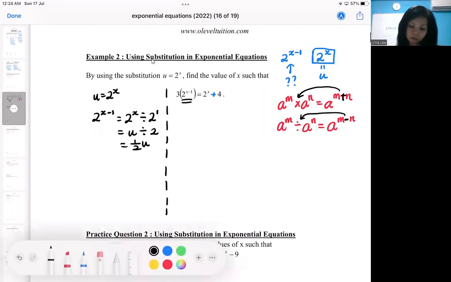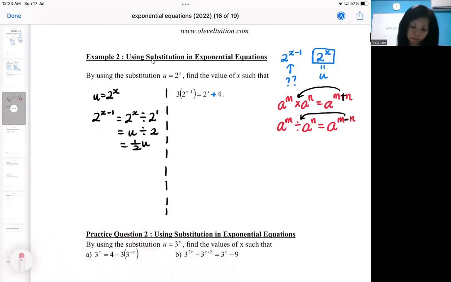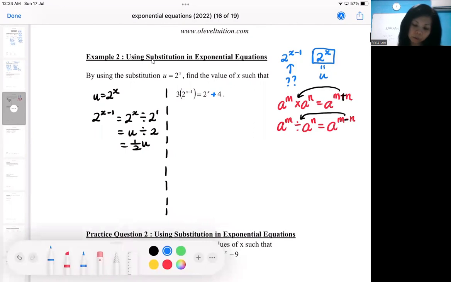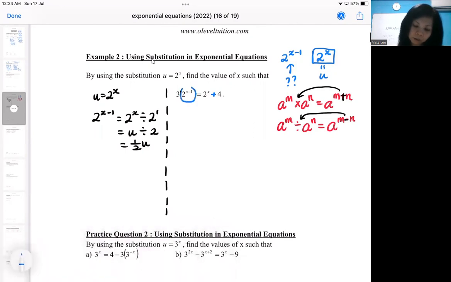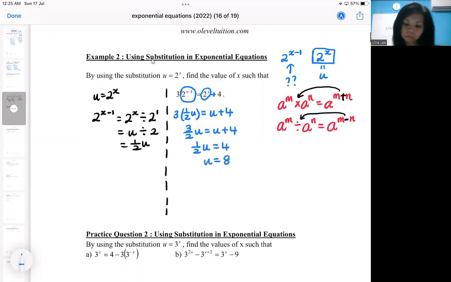After this, we can do our substitution slowly. So this part will have become a half u, and this part will become a u. So that behaves like normal algebra. It's like solving for x, but now we're solving for u.